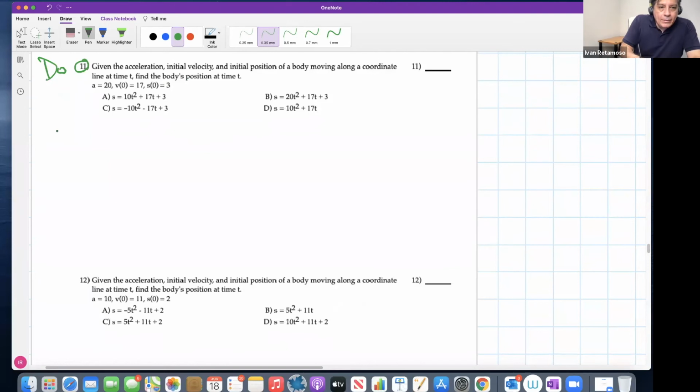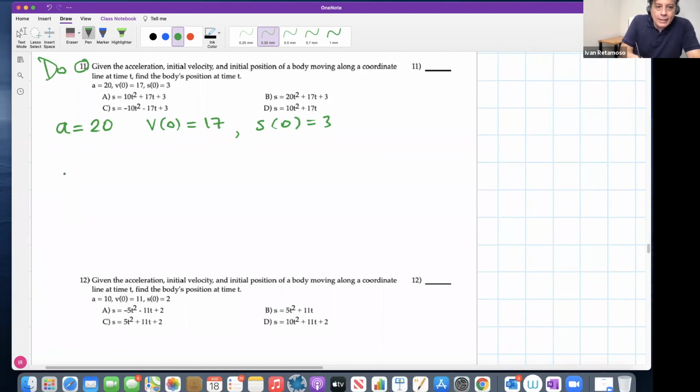They are giving you the acceleration function. Is this a equals 20? It's a constant function, right? And together with that, they are saying that the velocity evaluated at 0 is 17. And the position function evaluated at 0 is 3. The challenge is to figure out first the velocity and then the position function, right?